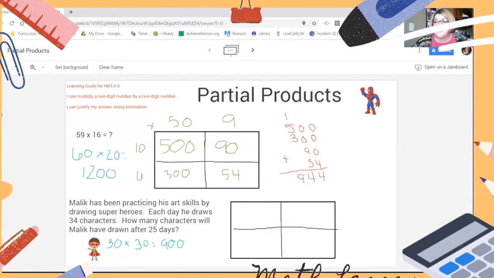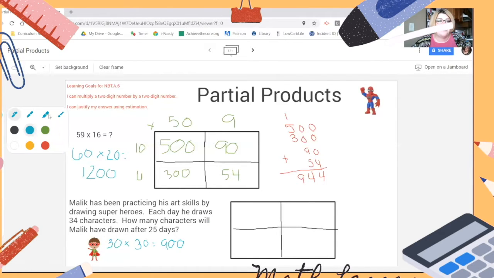He is going to draw around 900 superheroes after the end of 25 days. He is going to be an expert. We are going to be experts in partial products. Let's go ahead and practice this again.